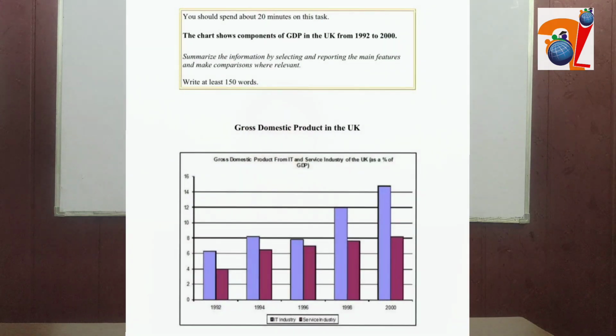Here is the picture on your screen. Please have a look. So the question is, the chart shows components of GDP in the UK from 1992 to 2000.